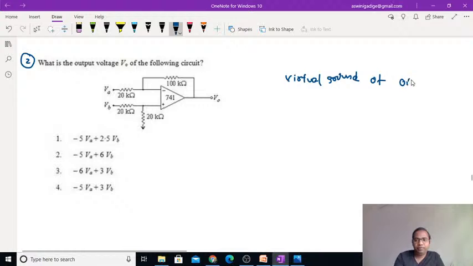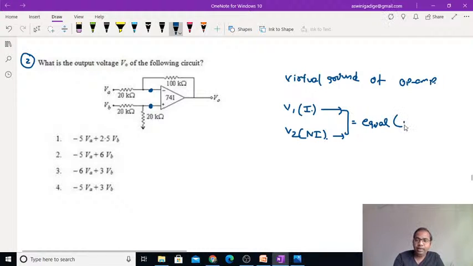Virtual ground of operational amplifier. Okay, so first we have to know the virtual ground. Virtual ground means whatever the voltage is there at the inverting terminal, let's take this as the inverting terminal and this as the non-inverting terminal, so the voltage at the inverting terminal and the voltage at the non-inverting terminal, both these two become equal. Okay, and this is the case you have to take in ideal operational amplifiers.